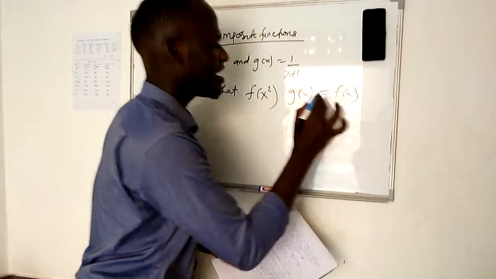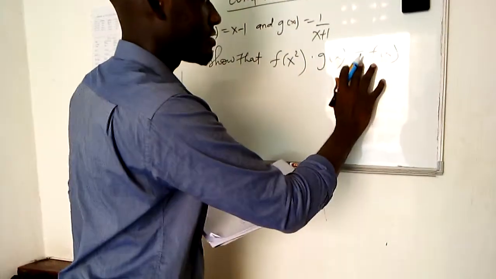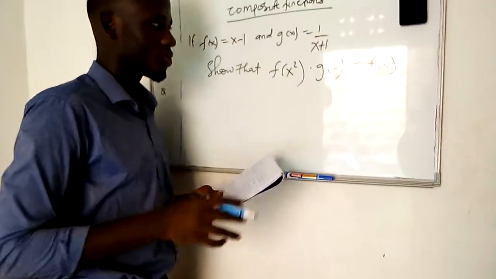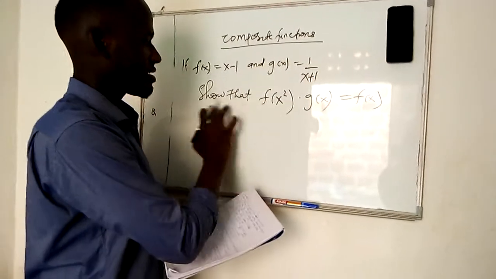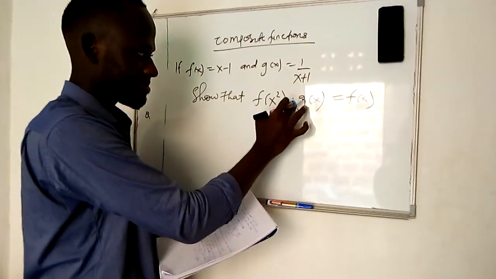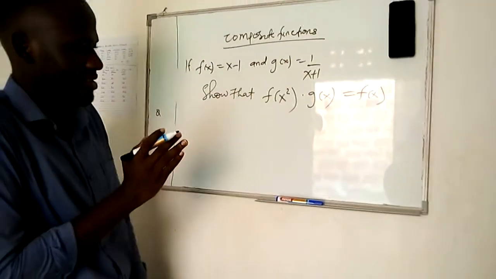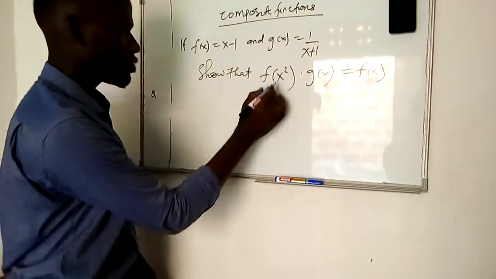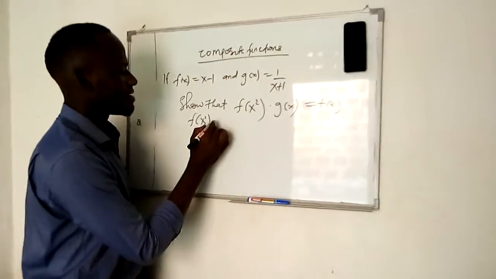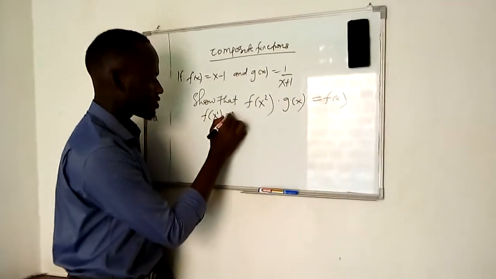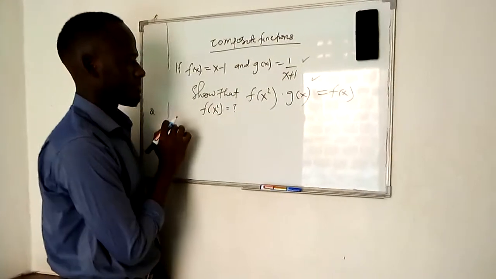This is a good question, but also logical, which says show that f of x squared times g of x is equal to f of x. Now here we shall first solve things that are complex. For example, we have our f of x squared. So this is what we want to know first, because it is known. Let us first know this.